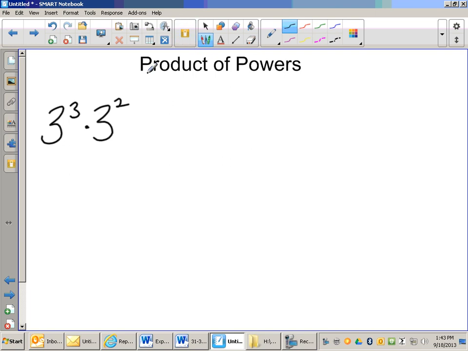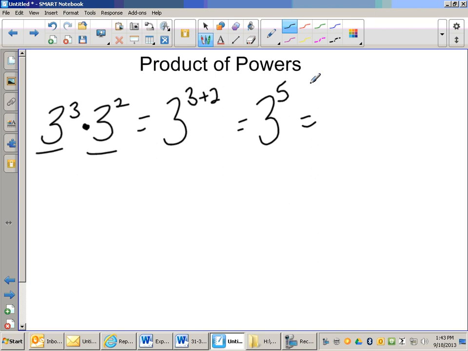same base. So the first thing you want to do is look and say, okay, I'm multiplying. That's a product. Then you need to check to make sure you have the same base. Do you have the same base? Yes, we do. When you have the same bases being multiplied together, you add the exponents. So this would be 3 to the 3 plus 2 power, which is 3 to the 5th, which then you can put into your calculator, and 3 to the 5th is 243.